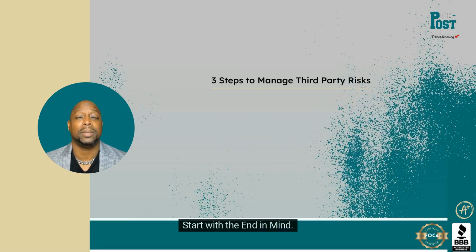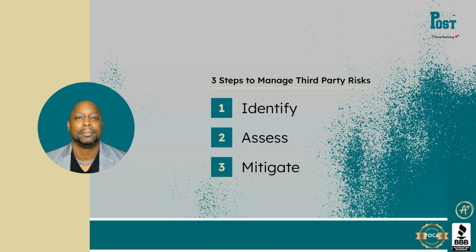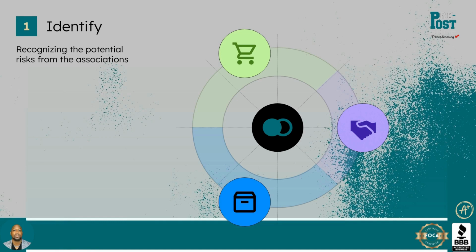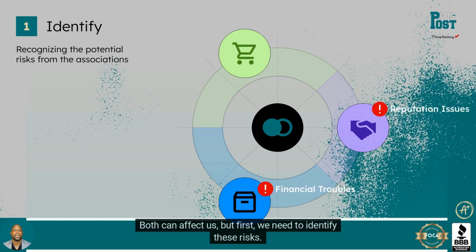Start with the end in mind. Implementing a three-step process: identify, assess, and mitigate. Step 1 is identify. It's about recognizing the potential risks from our third-party associations. Suppose one of our suppliers is facing financial troubles, or a key partner's reputation takes a hit. Both can affect us, but first, we need to identify these risks.